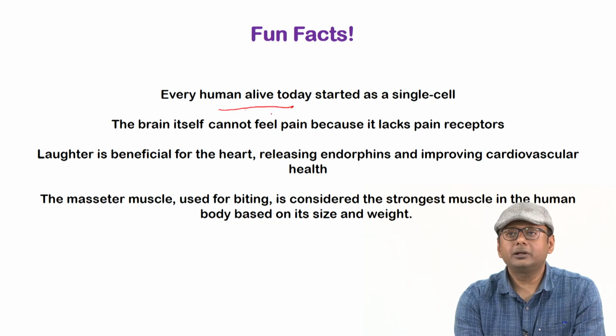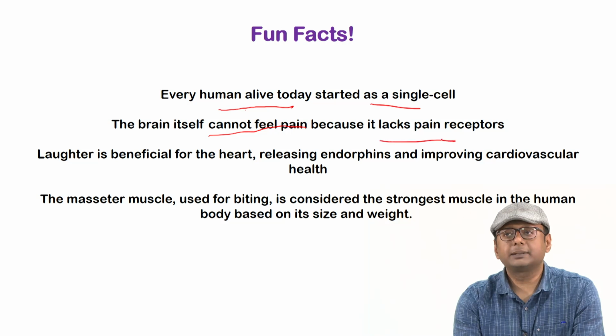It is very important to say that every human alive today started from a single cell, right? That's so interesting. The next is that the brain itself cannot feel pain because it lacks pain receptors. So why can our body feel pain but our brain cannot? Because it doesn't have any pain receptors.